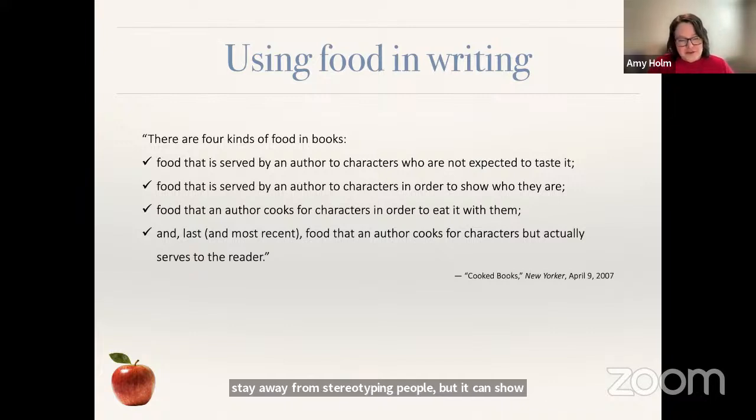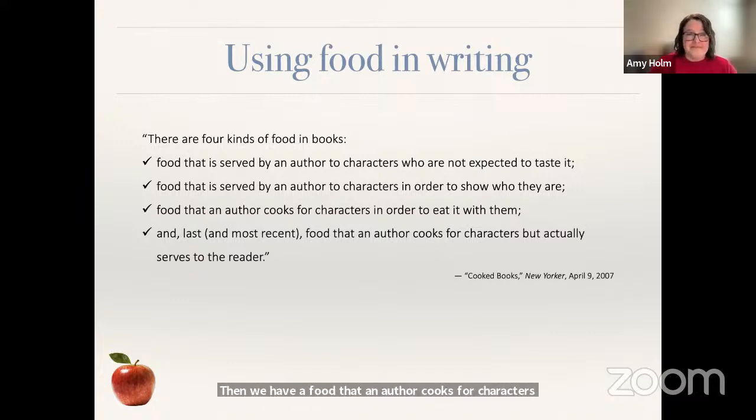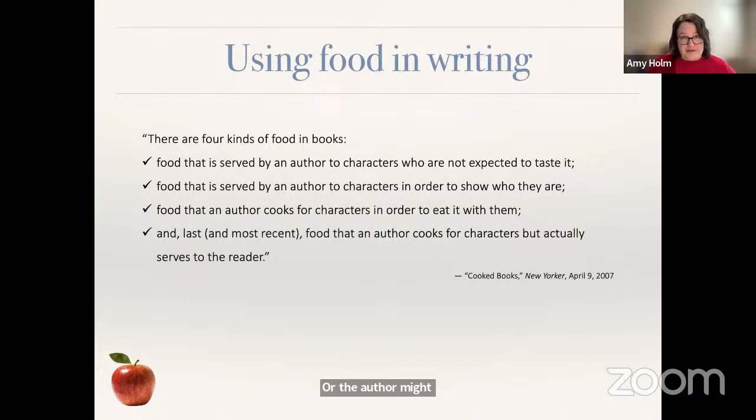Then we have food that an author cooks for characters in order to eat it with them. And this I would interpret as food that is part of the focus of a story, not the entire focus, but it's featured quite prominently. And then last, we have food that an author cooks for characters, but actually serves to the reader. And this would be where food is the story, or the author might pause the story to really focus on the food. So I have some examples to share with you.